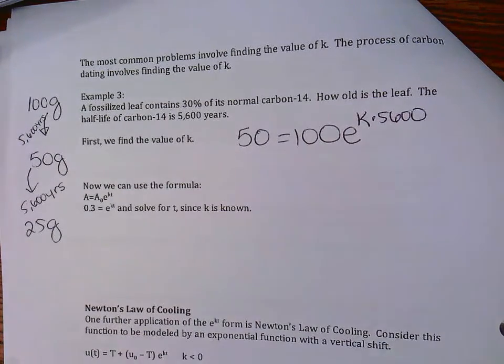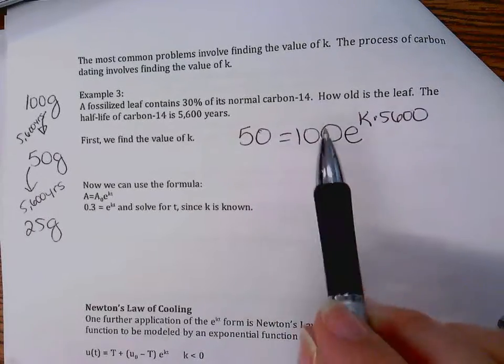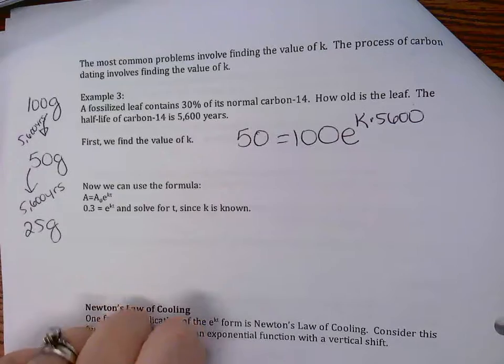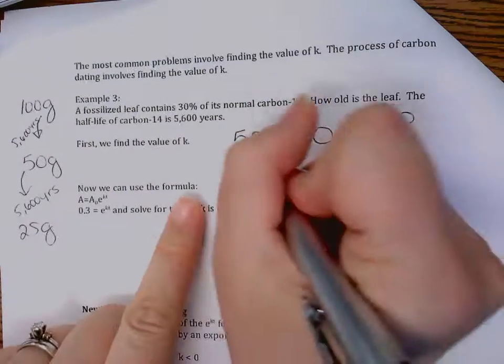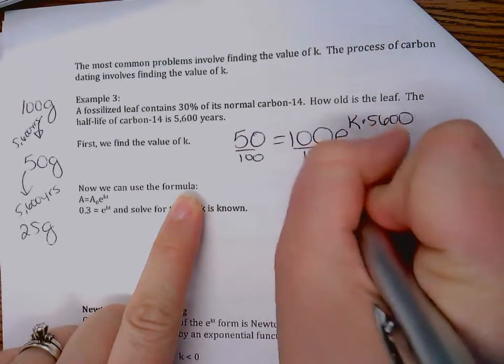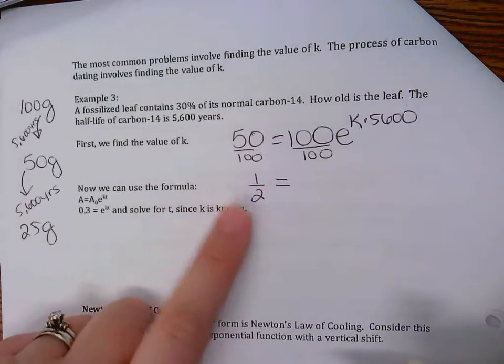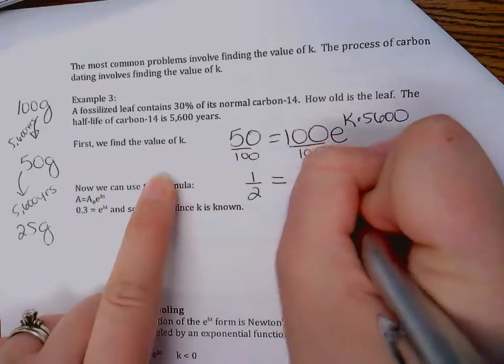So after we solve for k, I'm going to stop so we can go for our walk. But what would be my first step to solve this for k? Divide by 100 on both sides. What magic number do you get over there? Half or 0.5, half-life. e to the k times 5,600.